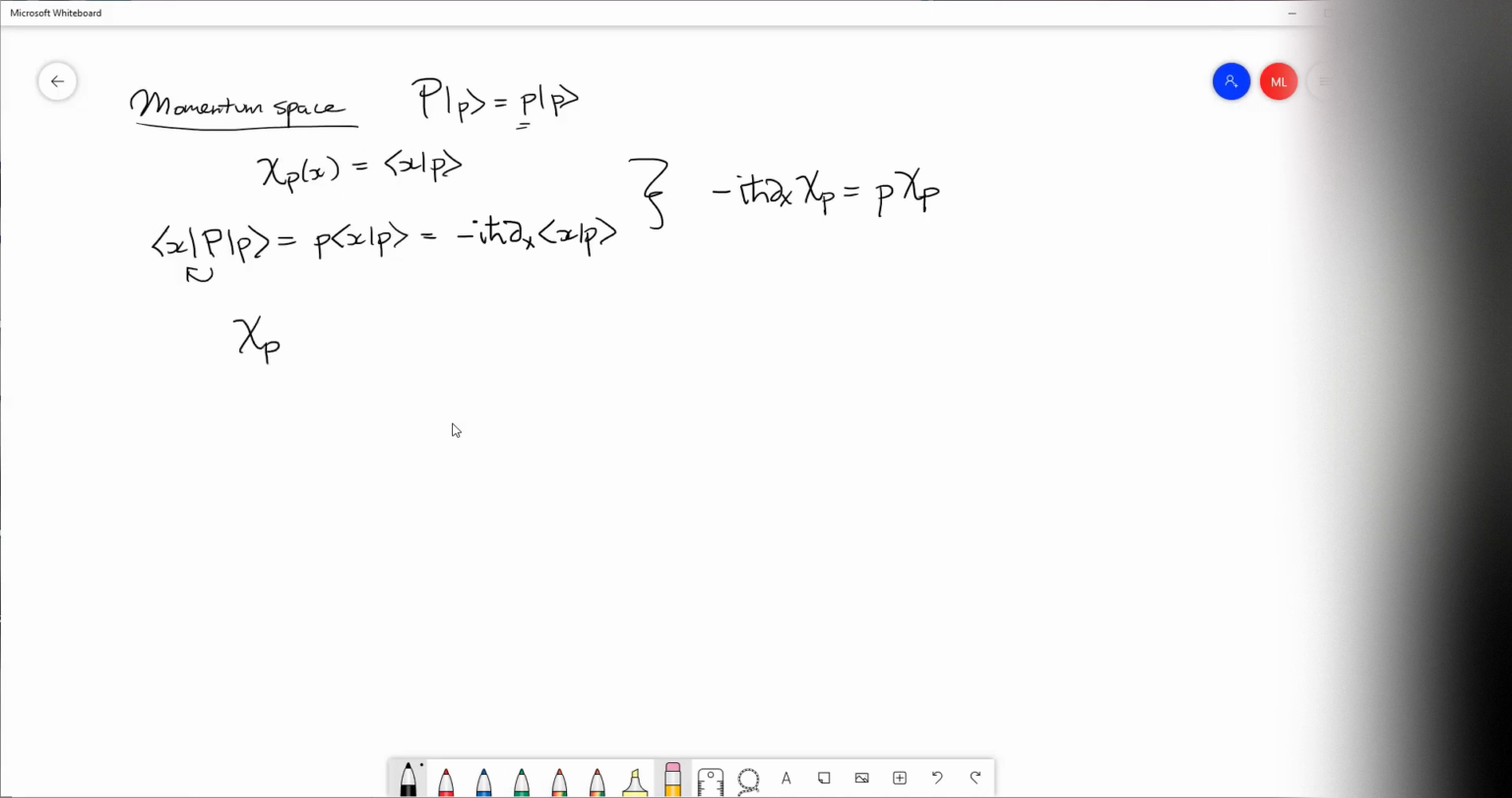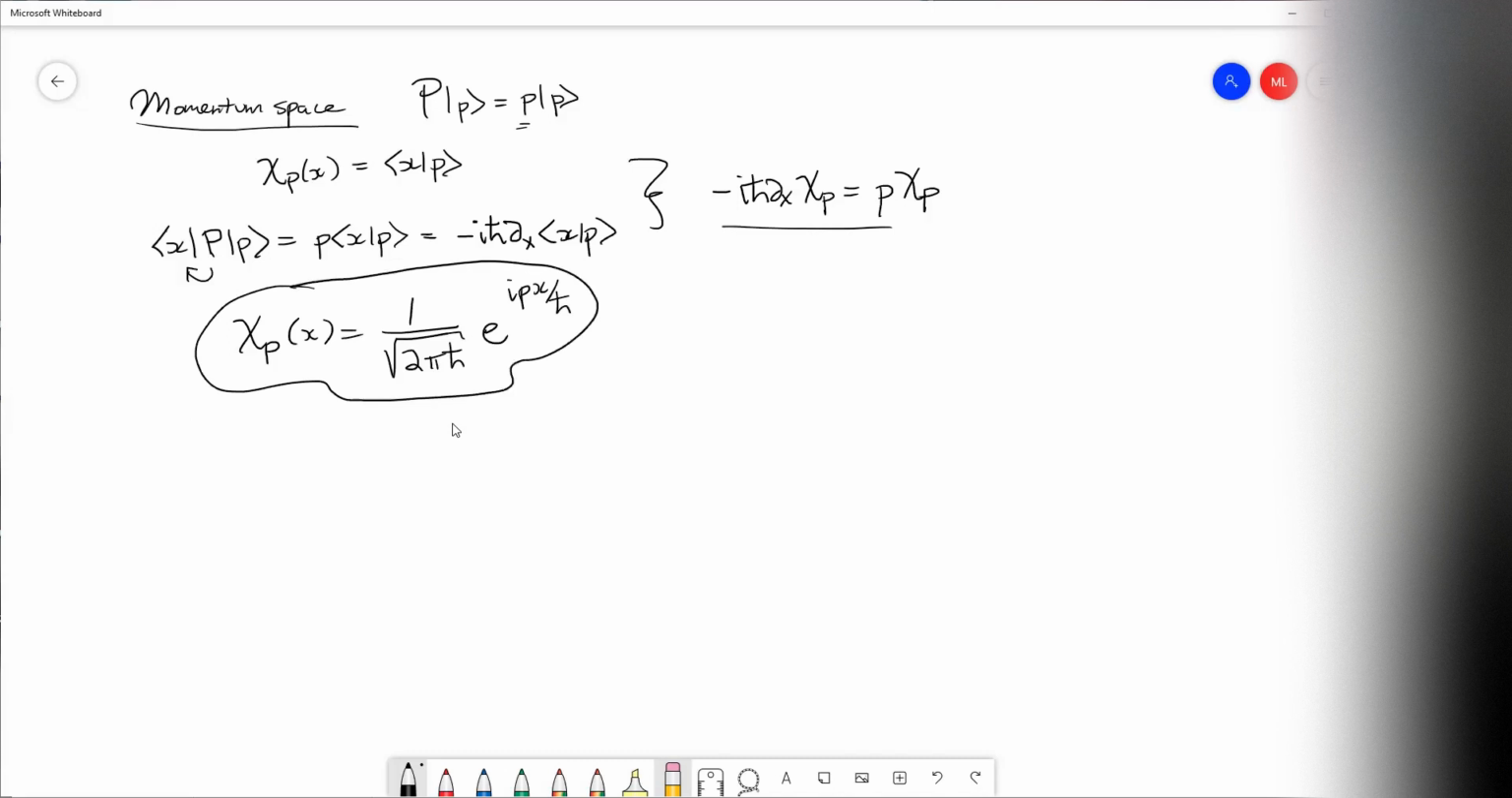χ of p, up to normalization, is equal to, and I choose this normalization, it's the same as choosing a normalization for the Fourier transform, as it turns out. It's just this guy. It's a complex exponential. This is just a solution of this differential equation. So this is an important object. It's the wave function associated with a particle with a definite momentum.